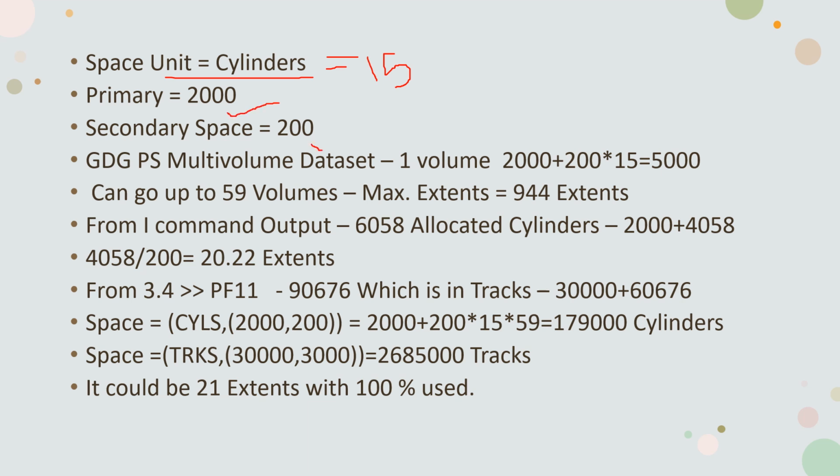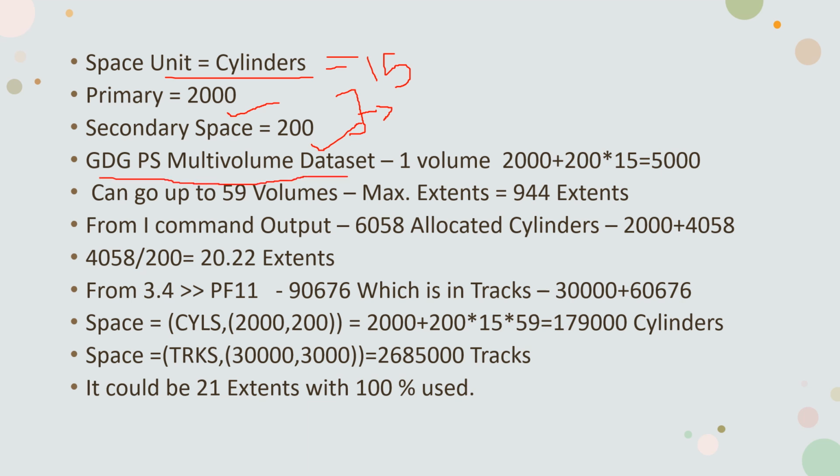Here is another constraint which I have to know. When you allocate space, there are other parameters called release, contiguous and round. These parameters you specify while allocating the space. If I take this as a release parameter, and it's a small GDG file with a PS multi-volume dataset. Okay, it's a multi-volume dataset.